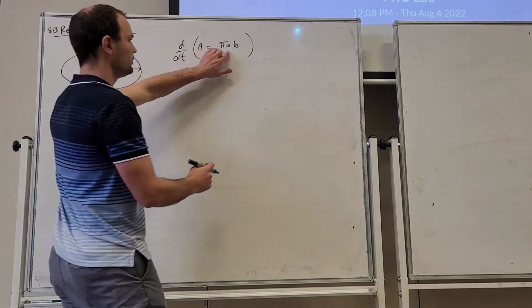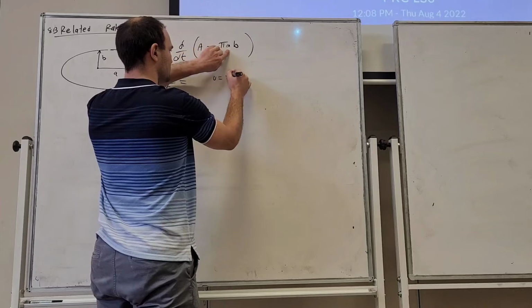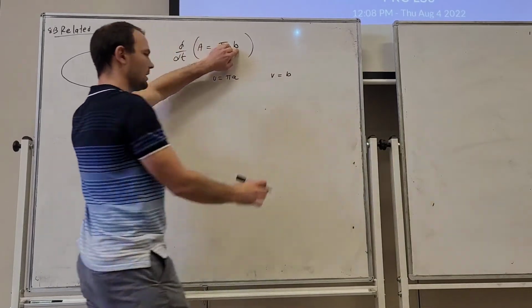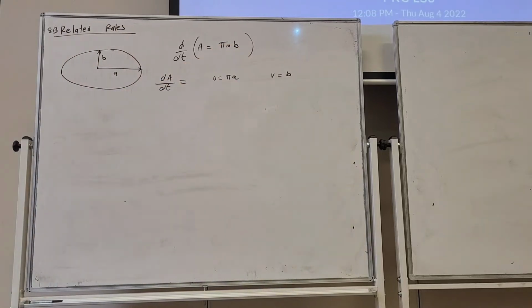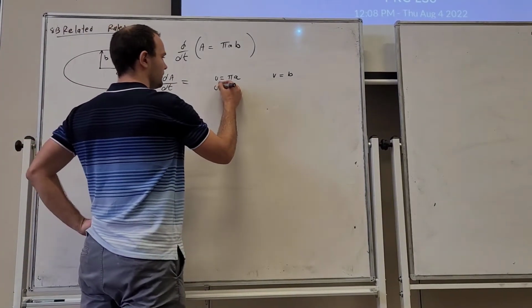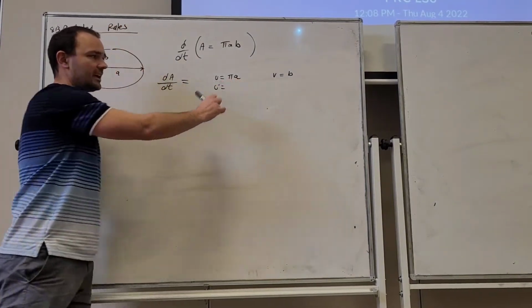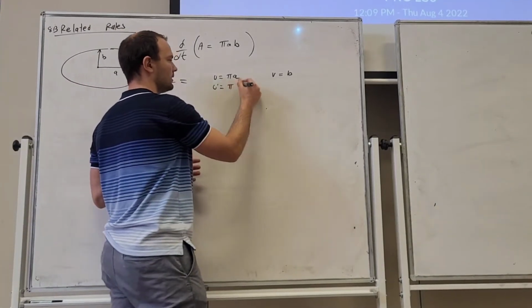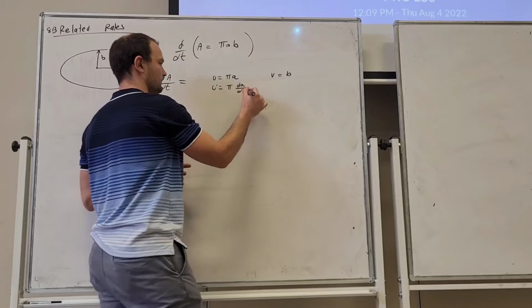On the right-hand side, we need to use the product rule. I've got u is pi times a, and v is going to be b. Pi is not a variable because it's a number. It's not changing. So u dash, when I differentiate, I'm differentiating a with regards to t. It's going to become pi dA on dt.